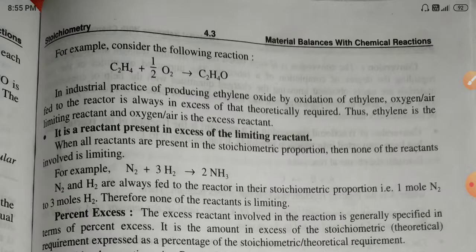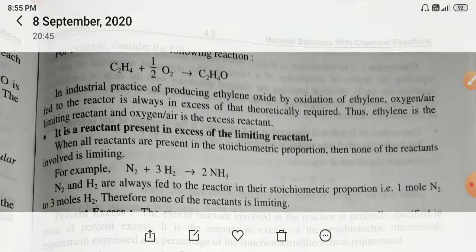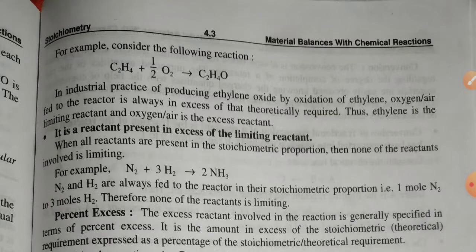In the industrial practice of producing ethylene oxide by oxidation of ethylene, the oxygen or air fed to the reactor is always in excess of that theoretically required. Thus ethylene is the limiting reactant and oxygen or air is the excess reactant. It is a reactant present in excess of the limiting reactant.